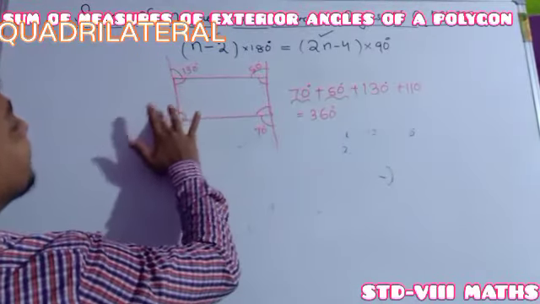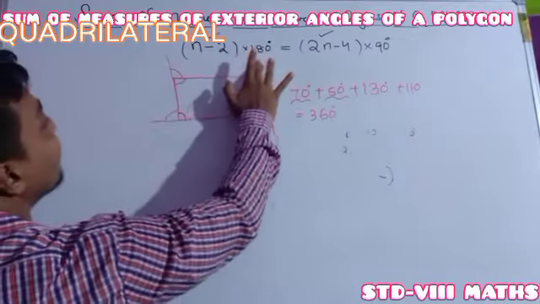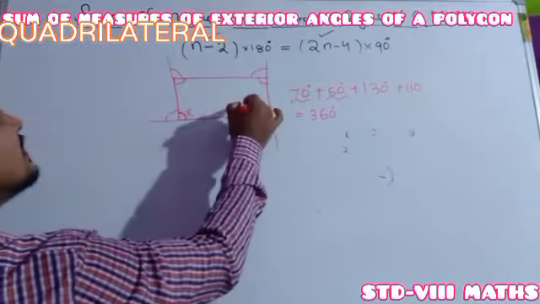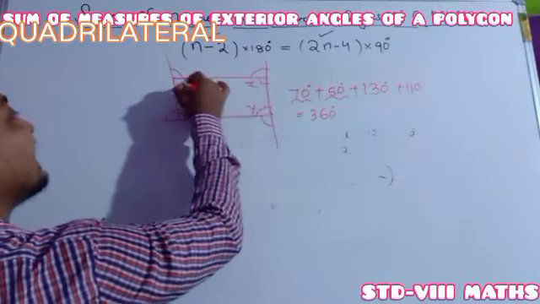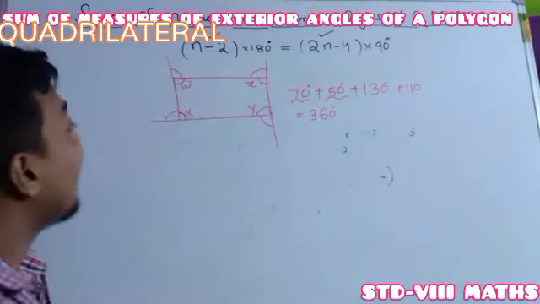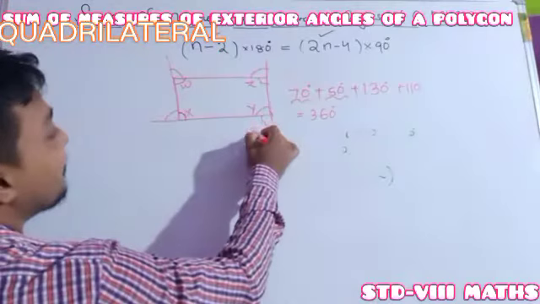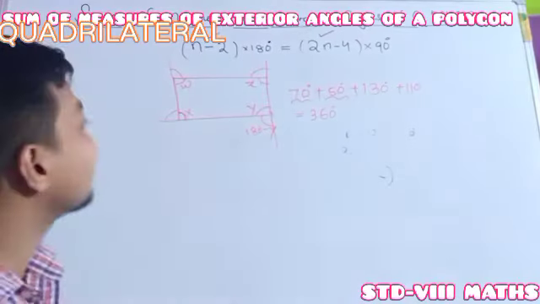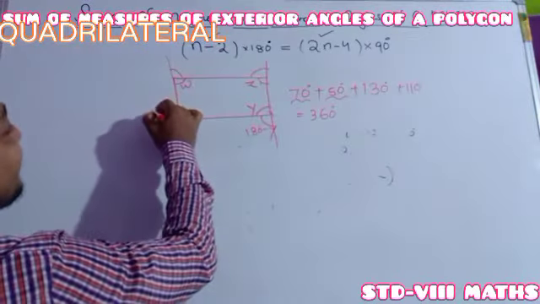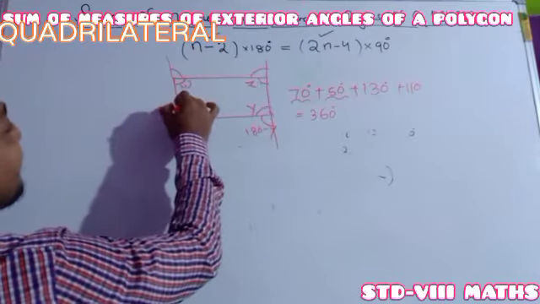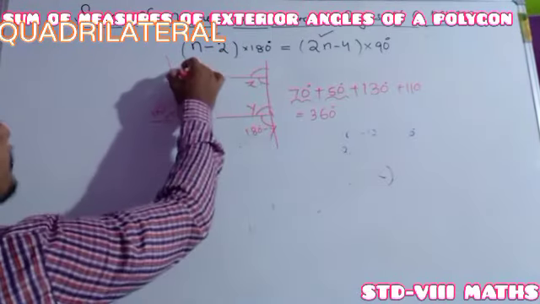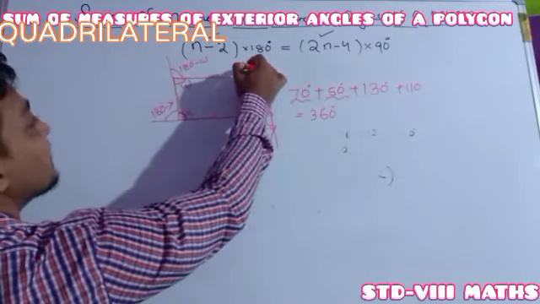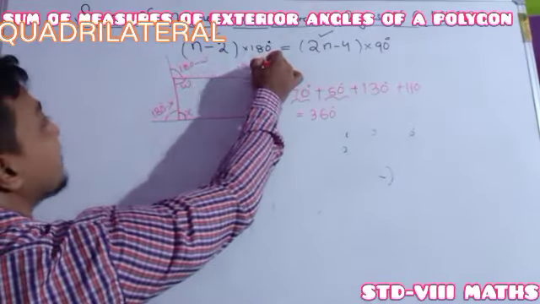See, in the general method we have to prove by taking x, y, z, w. Suppose this angle is x, this angle is y, this angle is z, and this angle is w. This angle being y means this exterior angle is 180 minus y, because both are linear pair angles. This one is x, so this one will be 180 degrees minus x. This one is w, so this one will be 180 minus w. This one is z, so this one is 180 minus z.